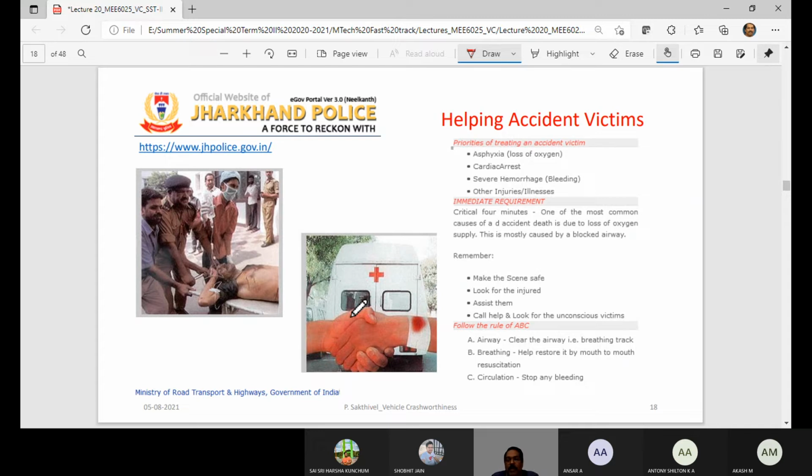So if an accident happens, our habit is that we feel pity and everyone runs around and rushes and crowds around the victim. That should be avoided. So there should be a clear airway for the breathing track, and only then would the accident victim get air. And breathing, help restore it by mouth to mouth resuscitation. And then circulation, stop any bleeding. These are the first aid steps you would give. Otherwise, we should not disturb the victim. We should immediately call for an ambulance, and it will rush with a medical practitioner or a nurse to take care of the victim.